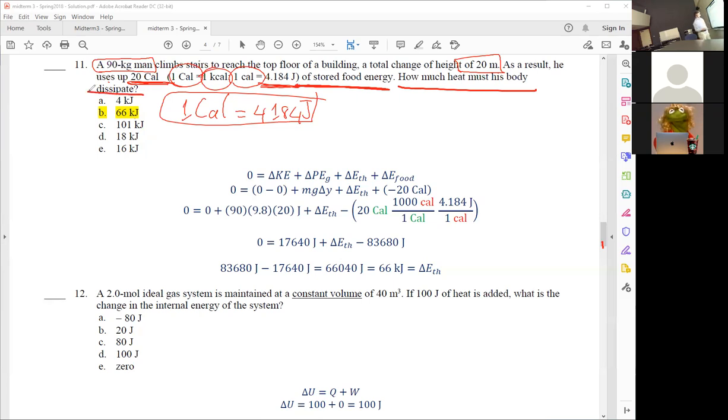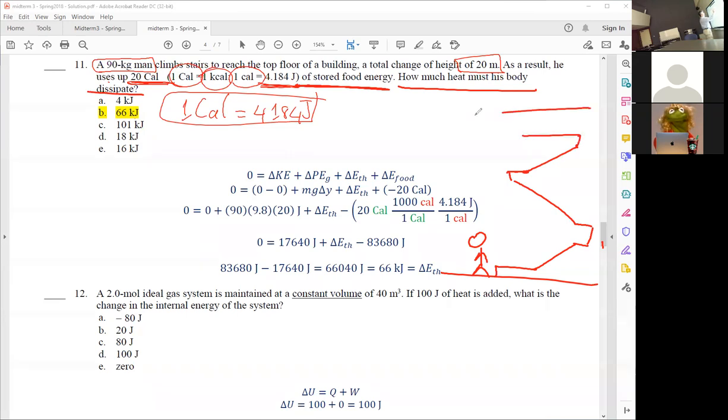Now, again, here we're looking at this man. The man is here, and he's trying to climb stairs in this way, something like this, etc. And it's 20 meters high. This way, so this is all 20 meters high. He gets to the top of the building, etc.